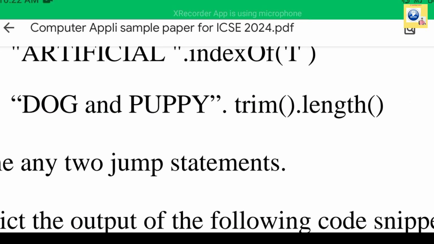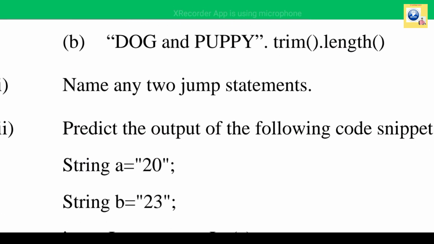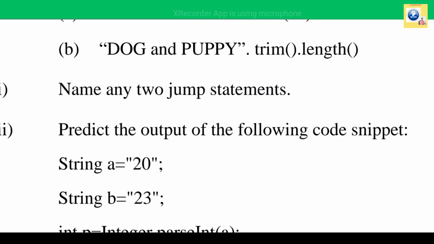Moving towards question number 7. Name any 2 jump statements. We have to simply name them. We do not have to define or explain anything. So there are 3 jump statements: break, continue and return. So any 2 you can write.